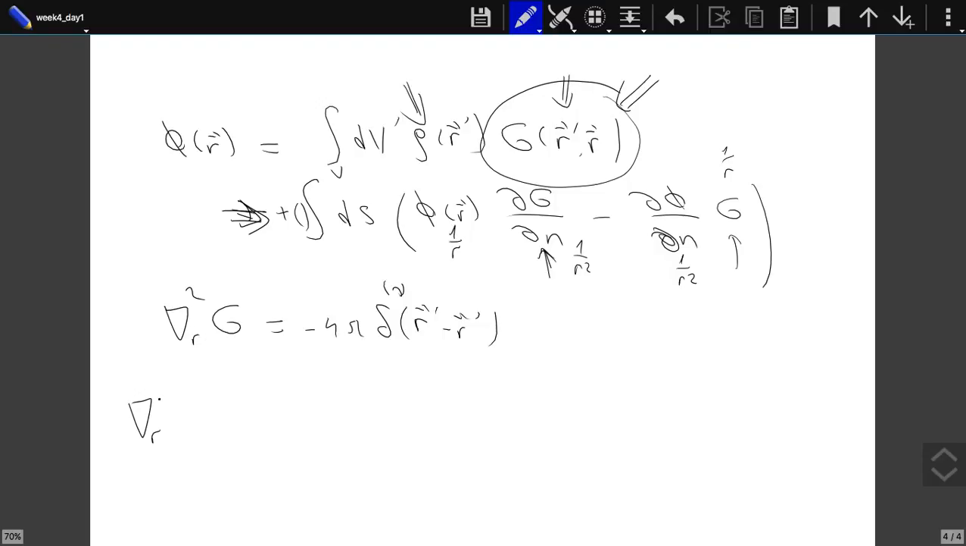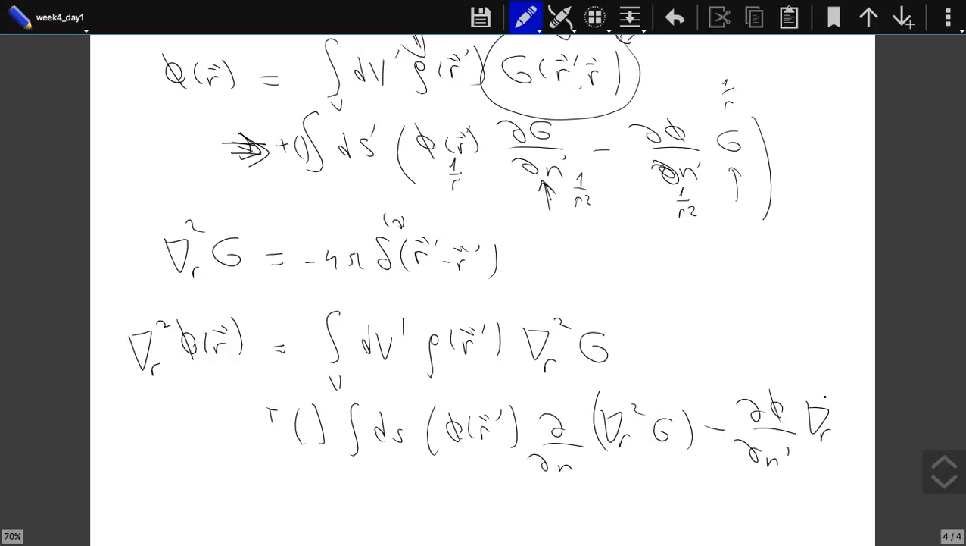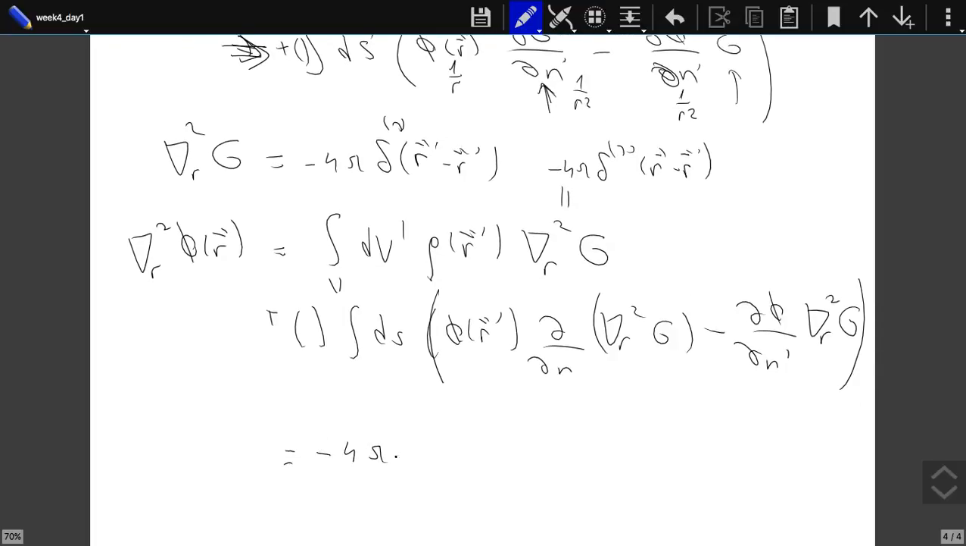So let's apply this Laplacian with respect to R on phi. This will be equal to the volume integral of rho of R prime times the Laplacian with respect to R of G, plus some terms, dS prime. We are taking the derivative with respect to the R prime coordinates. Phi of R prime d by dn prime of the Laplacian of G minus d phi by dn prime times the Laplacian with respect to R of G. Now we know that this is minus 4 pi, the three-dimensional Dirac delta (R minus R prime). So if I evaluate the volume integral, I just obtain minus 4 pi rho of R. That's the Poisson equation that phi should satisfy.